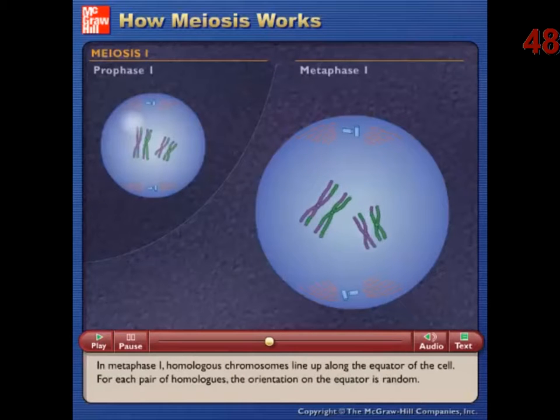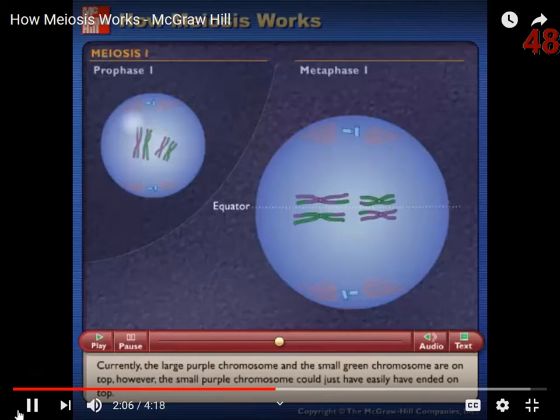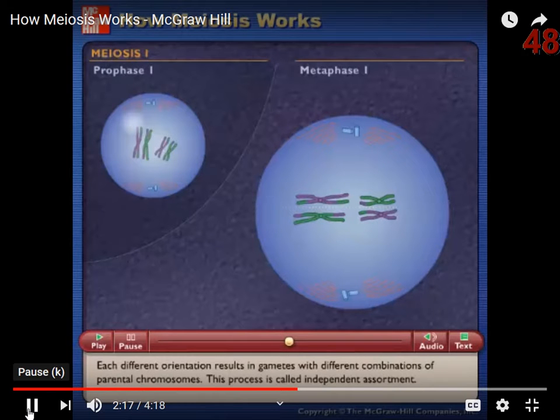In metaphase 1, homologous chromosomes line up along the equator of the cell. For each pair of homologs, the orientation on the equator is random. Currently, the large purple chromosome and the small green chromosome are on top. However, the small purple chromosome could just as easily have ended on top. Each different orientation results in gametes with different combinations of parental chromosomes.